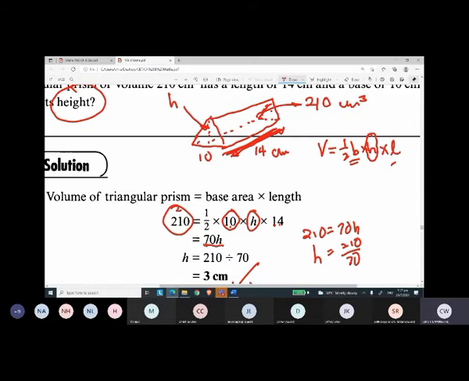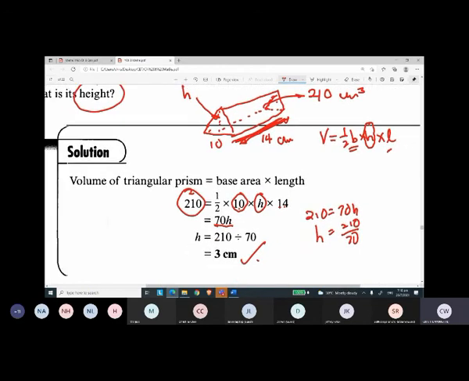prism, which is slightly different from the straightforward question where they ask you to find the volume. But in this case, they ask you to find the height of the triangular prism. It can be a cylinder too. I can give you the volume, but I can ask you to find the radius or the surface area of the cylinder. So it can be that also. But in this case, you have to find the height of the triangular prism.